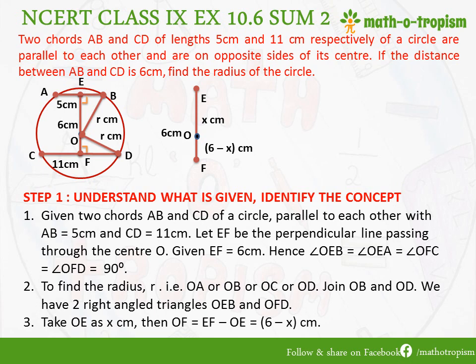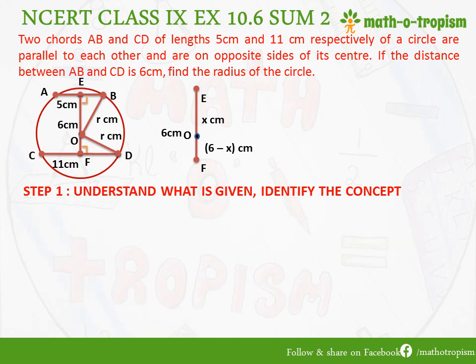Now to find the radius, I need to find OB and OD, and we can find this by equating the two right-angled triangles because both their hypotenuses are r centimeters. So I will take these two triangles one by one. First we need to know what EB and FD are. One side is the hypotenuse, which is r, and the other side we just found as x and 6 minus x. So we need to find the bases EB and FD.